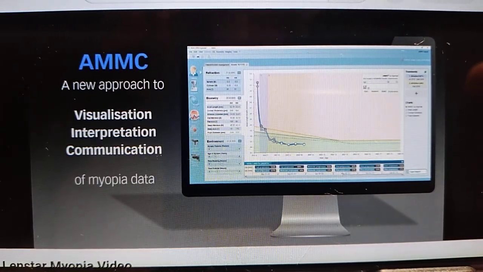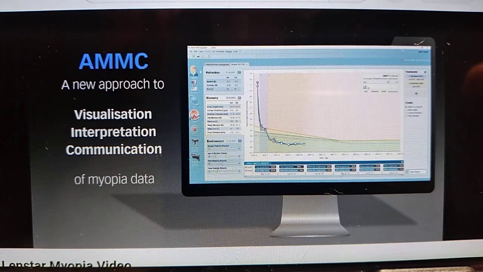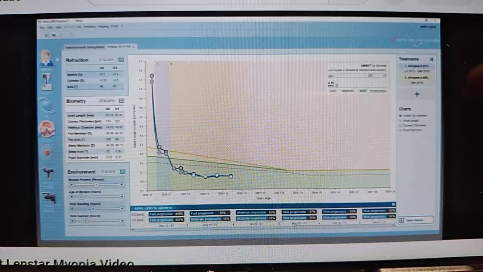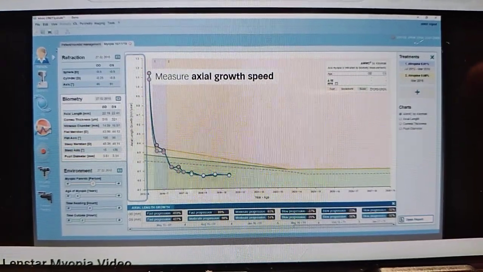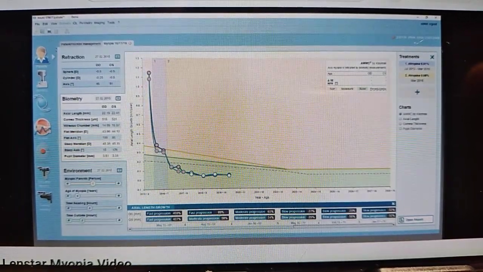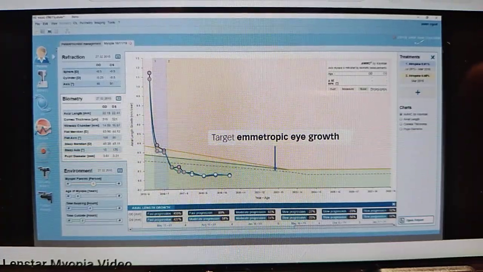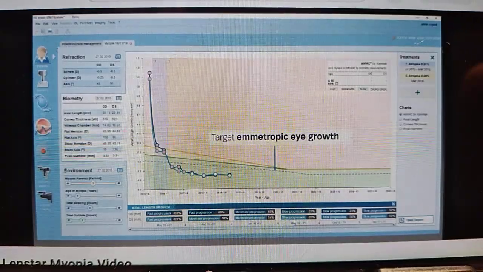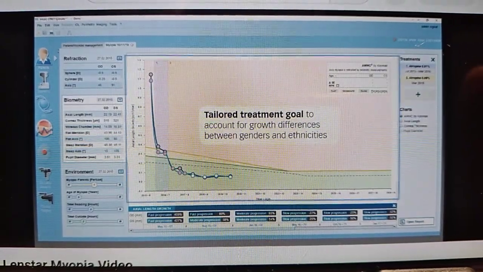New approach: visualization, interpretation, communication, the myopia data. What about the normal eye? And there they claim measure axial length, speed. It doesn't have a speed. Target emmetropia, you want a refractive state to be 0 or positive. That's not eye group. Tailored.